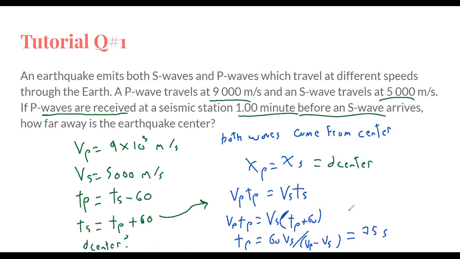If that's how long it takes to get here from the center, then how far did it travel? Now that you know that, you can figure it out by just doing the speed times the time. That's going to be 9,000 times 75, which should get you around 675 kilometers. So nothing to worry about in your area. The earthquake is pretty far.